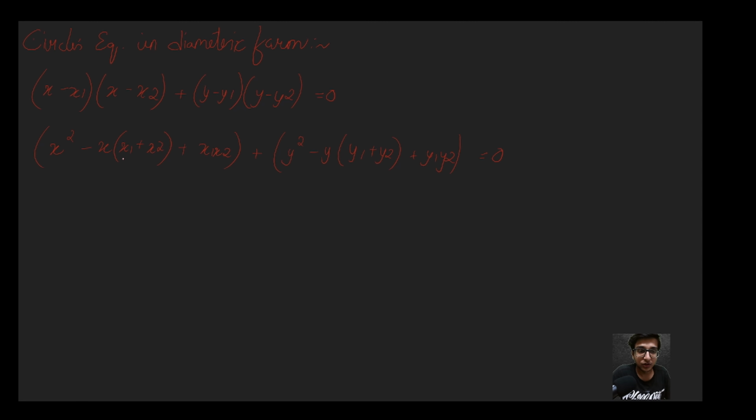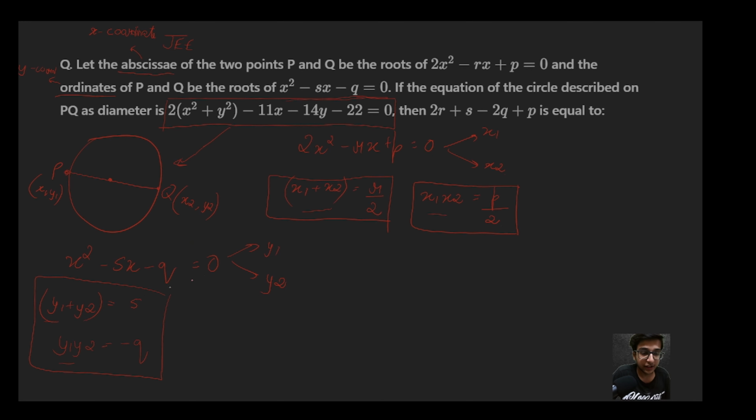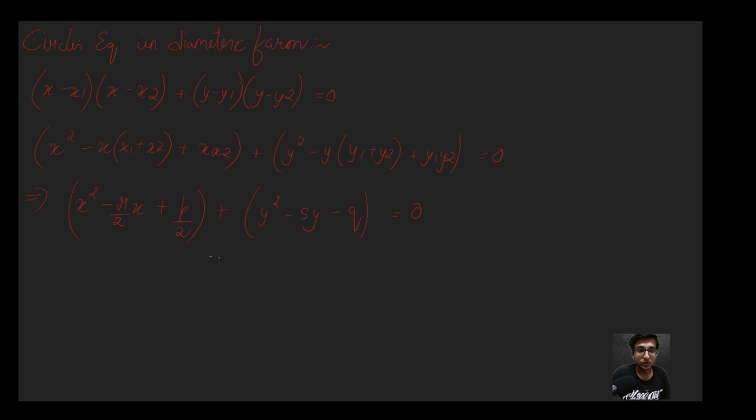So now let us replace the values of x1 plus x2, x1 x2, y1 plus y2 and y1 y2. So what do we get after that? X square minus x times x1 plus x2, which is r by 2, so minus r by 2 x, plus x1 x2 is p by 2, plus y square minus y times y1 plus y2, which is s, so minus sy, and y1 y2 is minus q, so minus q. This is equal to 0. So let us take 2 as LCM and let us cross multiply it. Let us remove it from the denominator. So what are we going to get? 2x square minus rx plus p plus 2y square minus 2sy minus 2q is equals to 0.